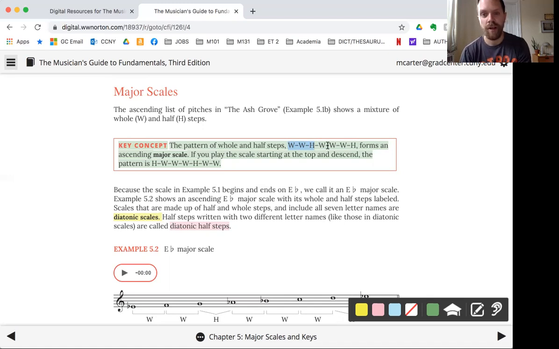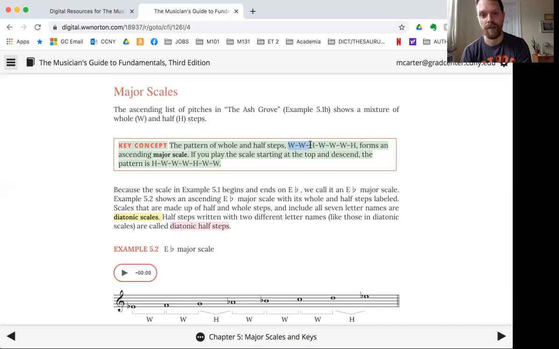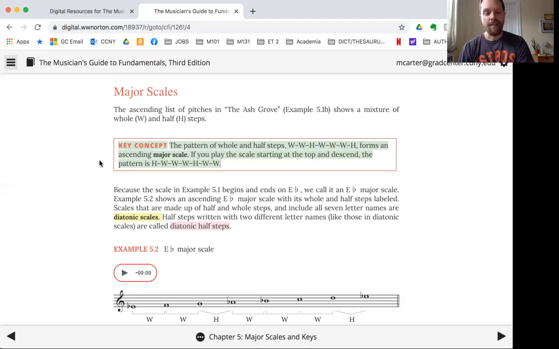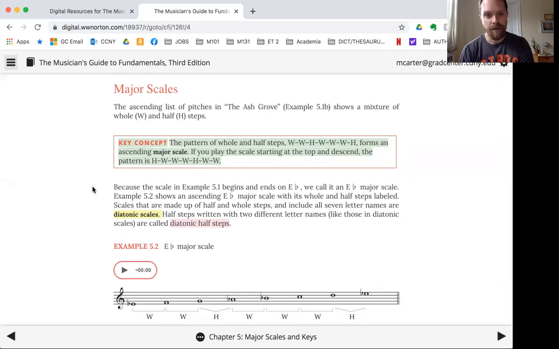However you want to remember it. And look, whole, whole, half at the end. So there's a whole, whole, half at the beginning, and there's a whole, whole, half at the end, and in the middle is a whole. So whole, half, same thing, but they're separated by a W, a whole step. All right, again, whole, half, W in the middle. That's the pattern for a major scale, okay?